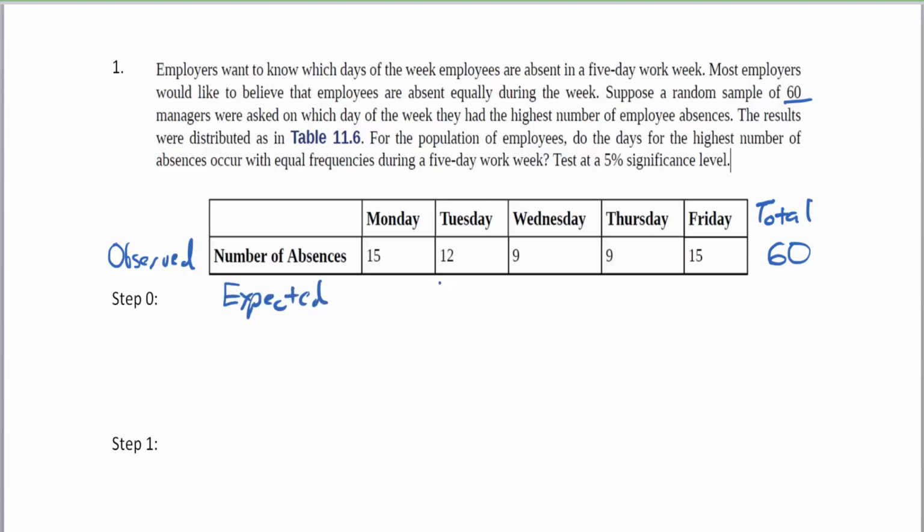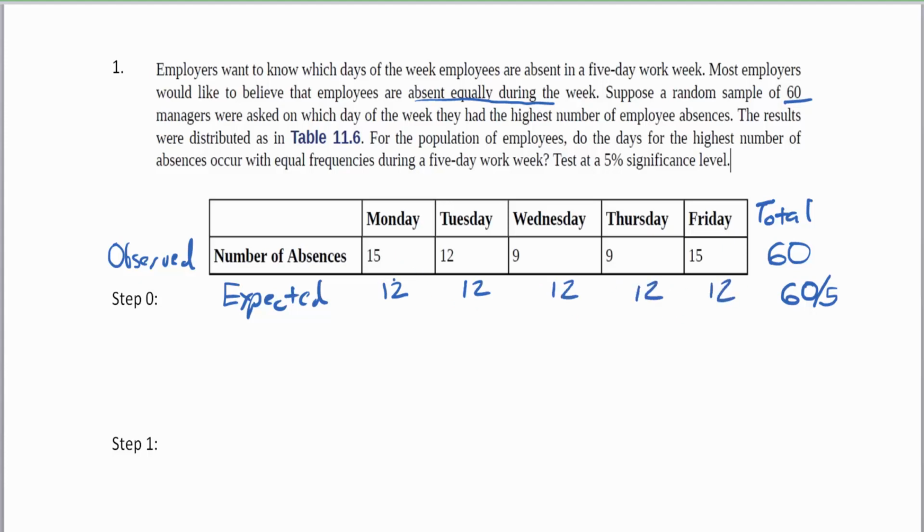Now you might begin to wonder, what are we actually expecting? Well, we're expecting the absences to be distributed equally during the week. So if 60 managers were asked and each manager was expected to give an equal distribution, then we'd have that total of 60 divided by the number of categories, which in this case is 5, and 60 divided by 5 is 12. So we should have 12 for each of these days.